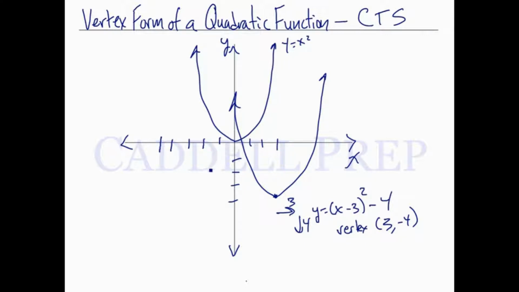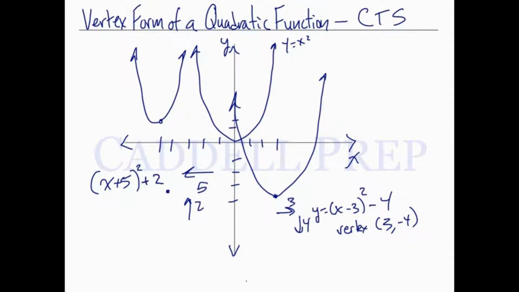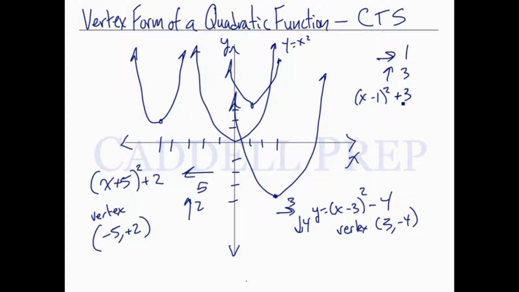Whereas if we went this way, if we went left 5 spaces and then up 2 spaces, going left is going to be x plus 5 squared, then up 2 will be plus 2. So from here we can tell that the vertex is negative 5, positive 2. And we'll do another one. Let's go right 1 space and then up 3. Something like this. So right 1, we're going to subtract 1 from the x, and then up 3, add 3 to the end, and the vertex is going to be a positive 1, positive 3.